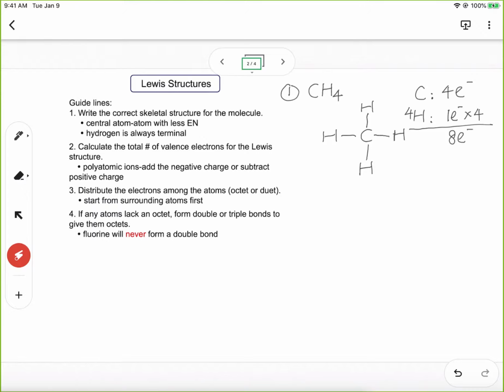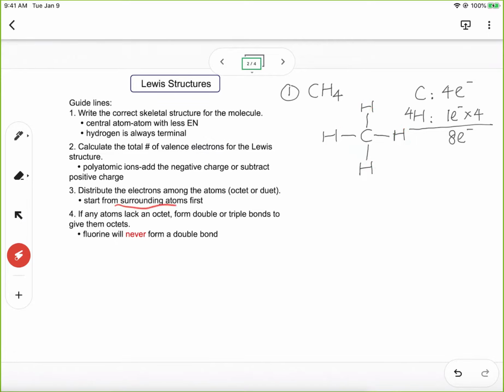Number 3, distribute the electrons among the atoms. Okay, we have 8 electrons. Now, how many valence electrons we've already used when we construct the skeletal structure? That's the first thing you need to consider. The second thing is when you distribute the electrons for those atoms, you need to start from the surrounding atoms.